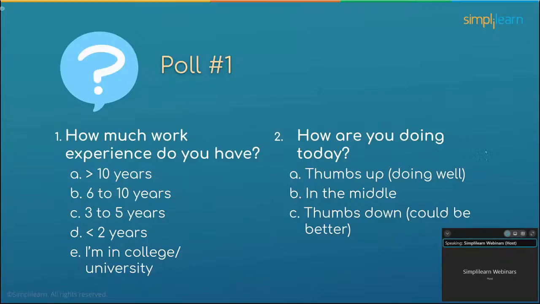Just get your answers in, and I will share the poll results now. And we have a bimodal distribution, Sunil. We have a number of people who have more than 10 years of experience, and we have a number of people who are still in school, and a smattering of people in between. So you have an interesting audience to speak to today, and I will close the poll.